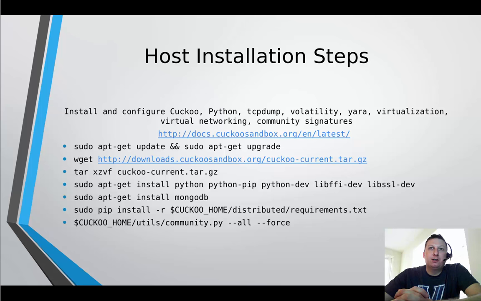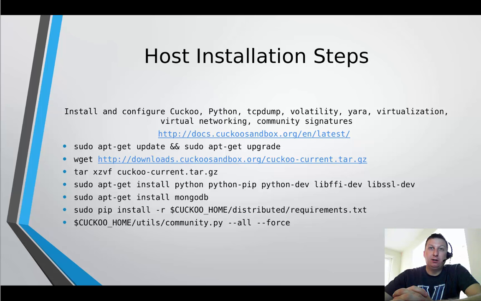So we're doing a pip install. There are dependencies for Cuckoo besides OS-based dependencies, and they are set up in that requirements.txt file. Cuckoo created all those, so you just have to run the pip install and it'll go through and get all those dependencies and requirements.